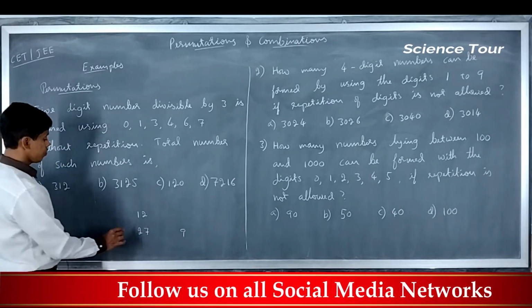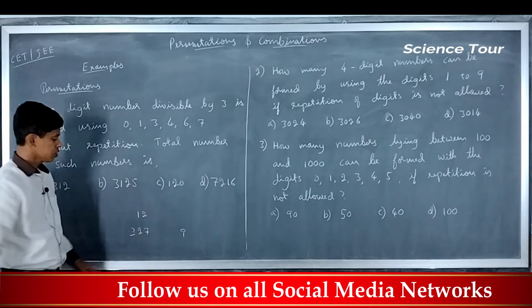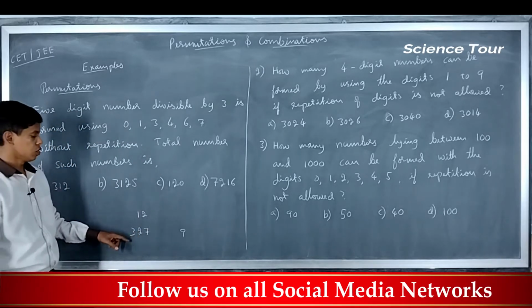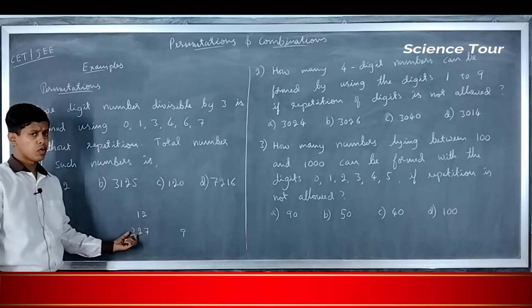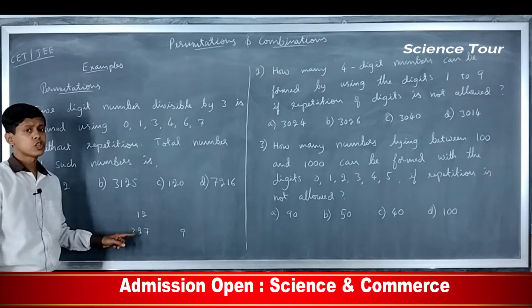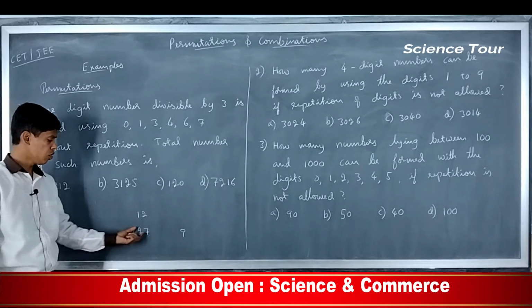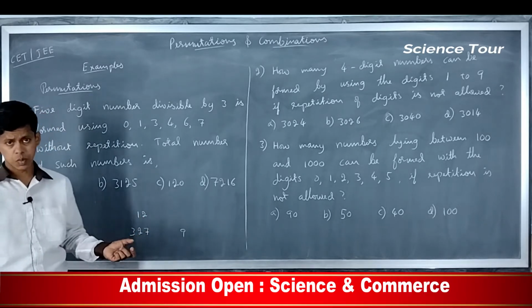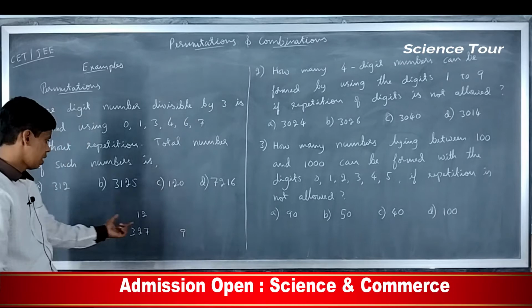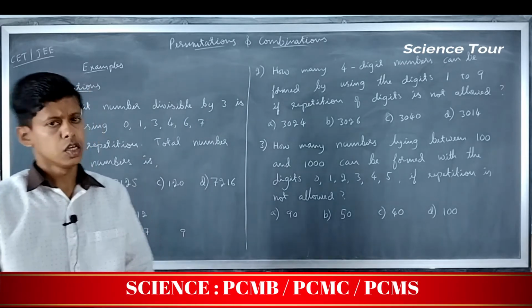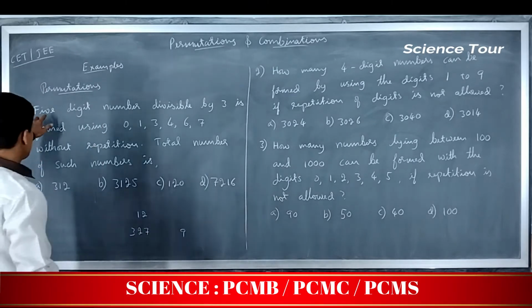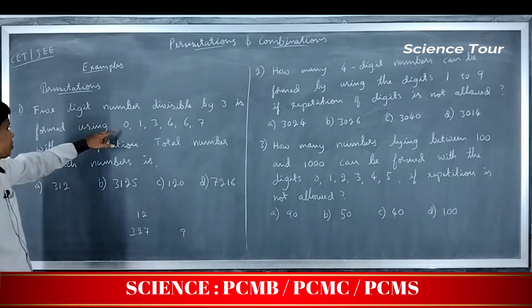Alright. So similarly, if you have 327, so 3 plus 2 plus 7, that is 12. So their total is 12. Is it divisible by 3? Yes. So if the sum of the digits is divisible by 3, then the number is divisible by 3. That's the logic you have to use here. Now you need a 5-digit number, okay.